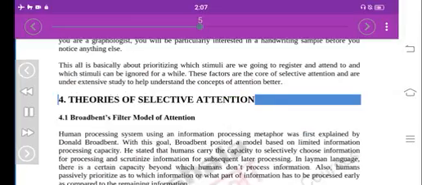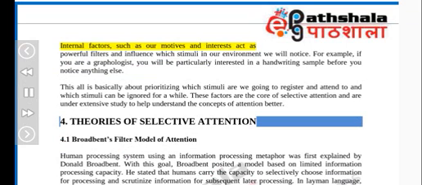Internal factors, such as our motives and interests, act as powerful filters and influence which stimuli in our environment we will notice. For example, if you are a graphologist, you will be particularly interested in a handwriting sample before you notice anything else. This all is basically about prioritizing which stimuli we are going to register and attend to, and which stimuli can be ignored for a while. These factors are the core of selective attention and are under extensive study to help understand the concepts of attention better. 4. Theories of selective attention.